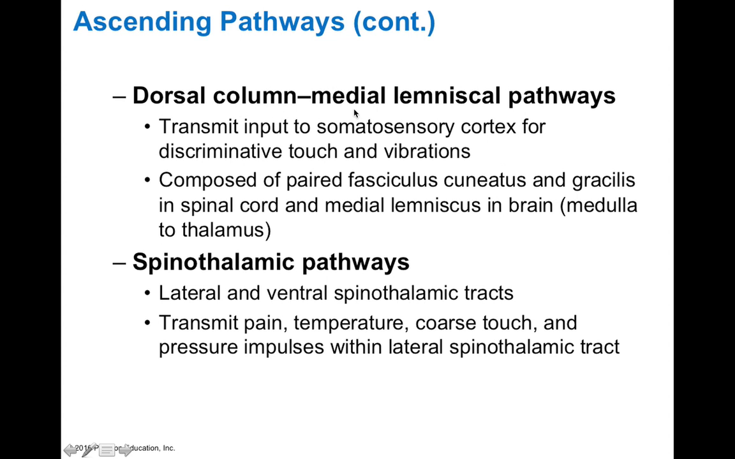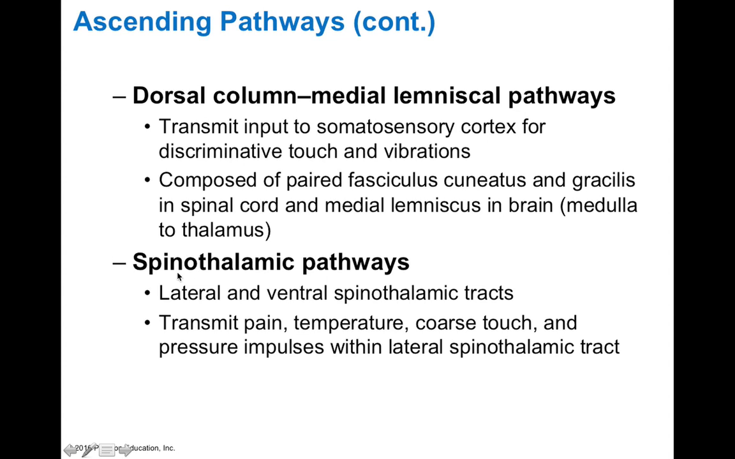So the dorsal column or medial lemniscal pathway transmits input to the somatosensory cortex of your parietal lobe, and this one's used for discriminative touch and vibration. So when you think of very precise touch and vibration information, this is going to be transmitted by the dorsal column or medial lemniscus pathway. This is actually made of paired fasciculus cuneatus and gracilis in the spinal cord, and these actually go through the medial lemniscus in the brain, which is the medulla, to the thalamus.